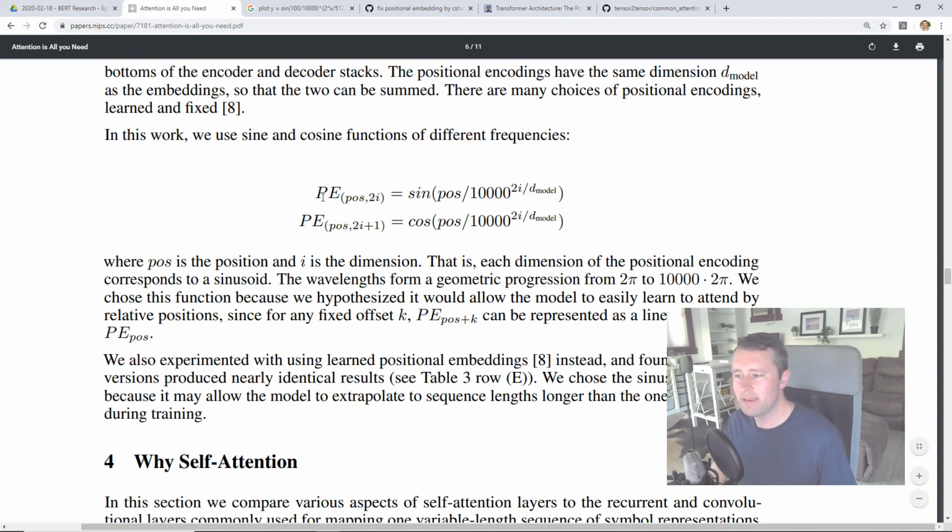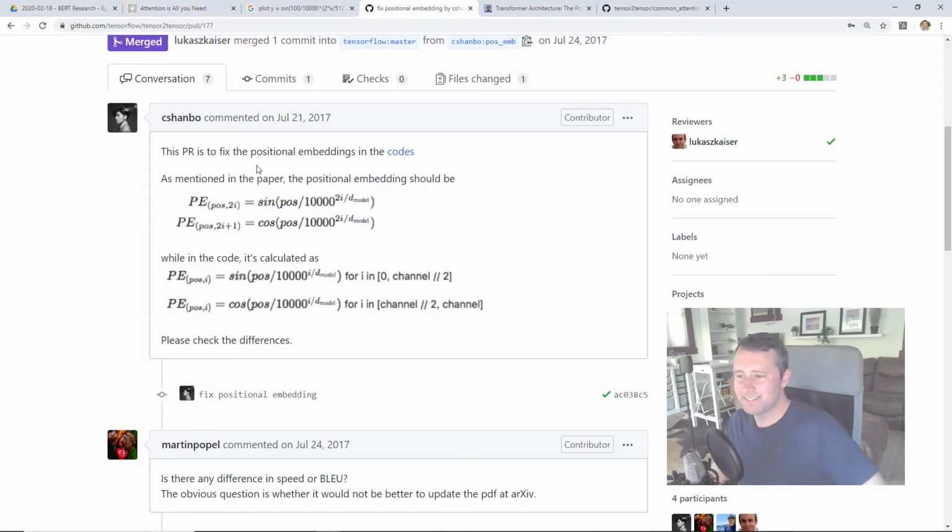The way it's defined in the paper, the reason there are two equations here is that the even elements of the signature come from the sine wave, and then the odd elements come from the cosine wave. A quirky detail is that that's what they put in the paper, but that's not what they did in the code. In the code, the first half of the signature is the sine wave, and then the second half of the signature is the cosine wave, and they're just concatenated. Apparently, they work the same.